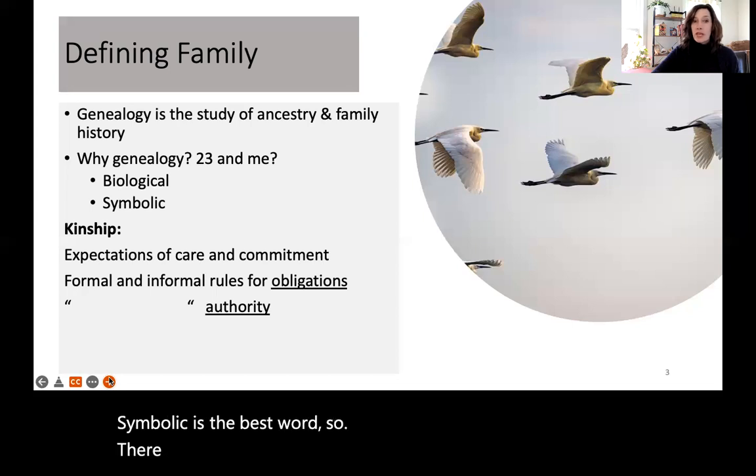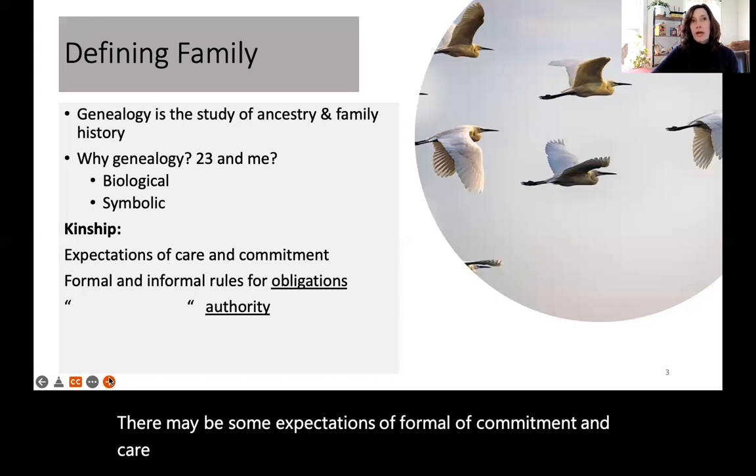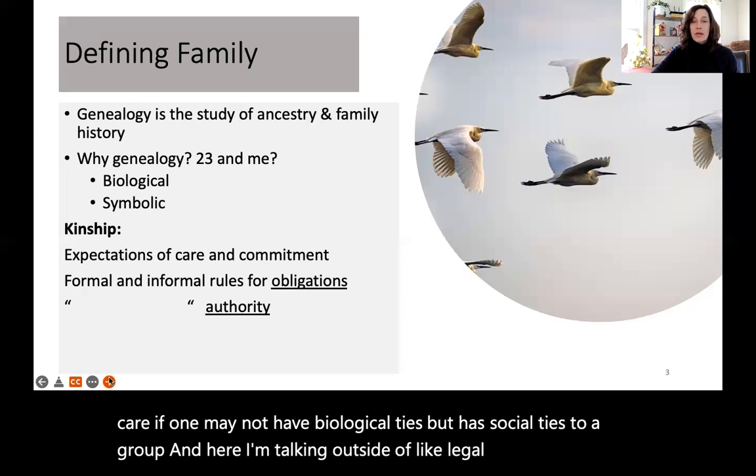There may be some expectations of commitment and care if one does not have biological ties, but has social ties to a group. And here I'm talking outside of legal marriage, for example.